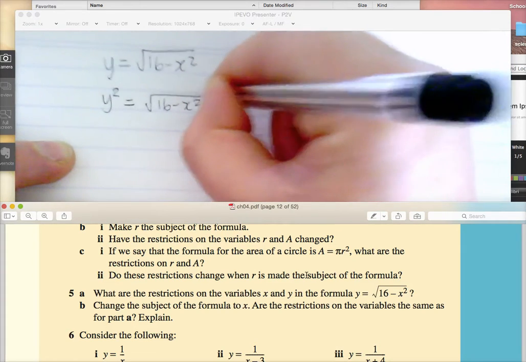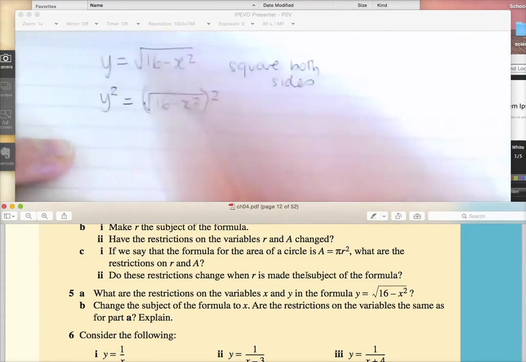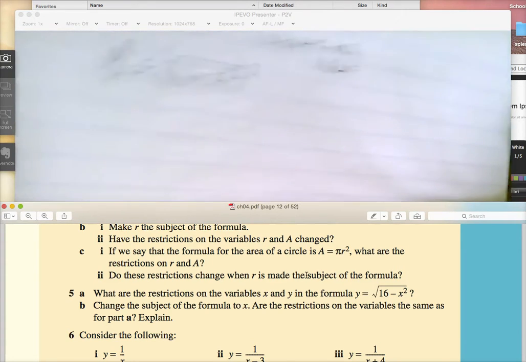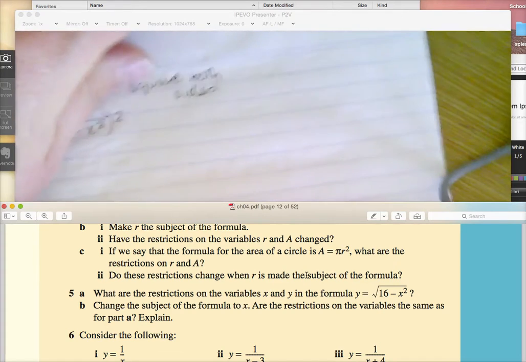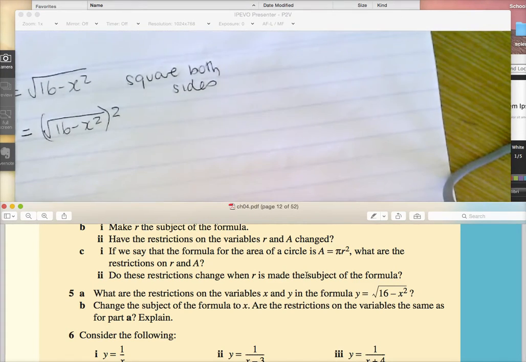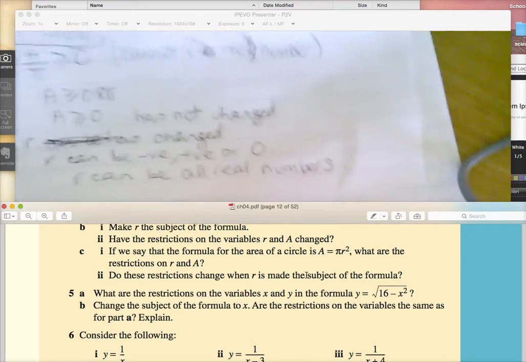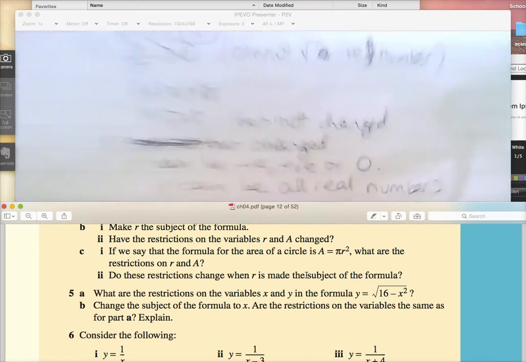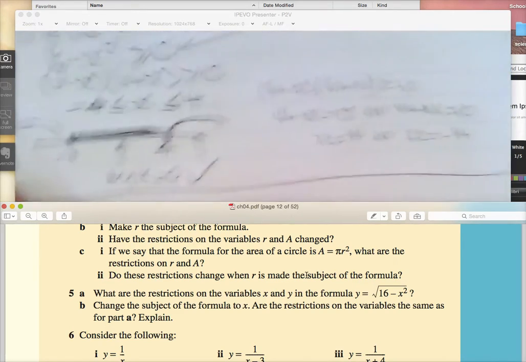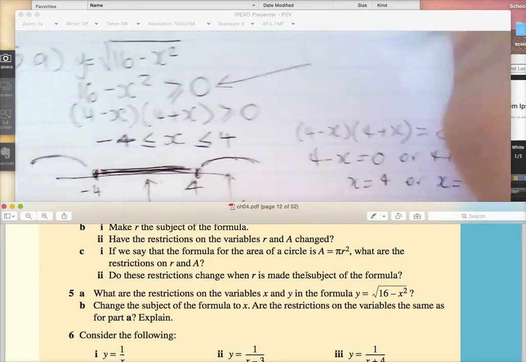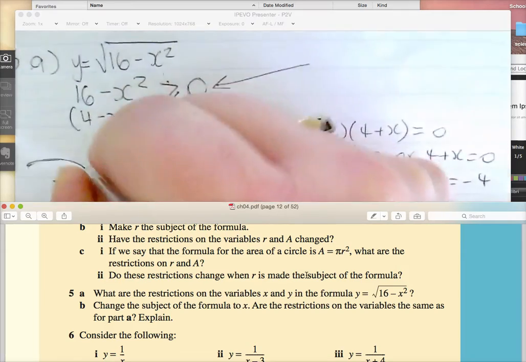Miss, we didn't even answer the question. We did 5A, what are the restrictions of x and y in the formula? Oh, yeah. I haven't. Wait. Girls, sorry. Give me back my paper. We did the restrictions on x. Girls, the restrictions on x are that x has to lie between -4 and 4. The other bit's easier. That's the answer for restrictions on x.